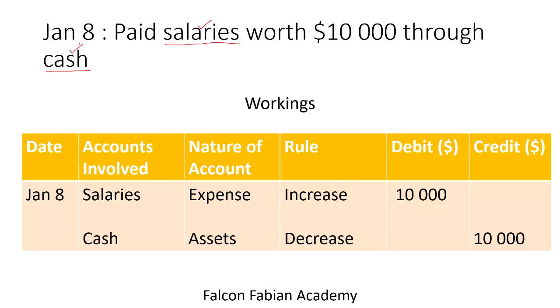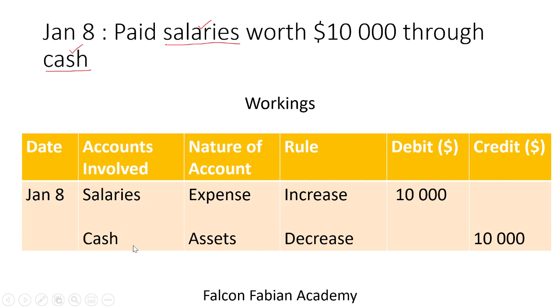Now let's do the workings. So the date is January 8th. Accounts involved are salaries and cash. Salaries is an expense for the business. Therefore, in nature of account, I have written expense, and the expense is increasing. Why? Because you're paying salaries. Therefore, you're spending more. So your expense is more. So there is increase in expense because you're paying salaries. So salaries is an expense. It is increasing. And what was the rule? Whenever there is increase in expense, it needs to be debited. Therefore, salaries account needs to be debited by 10,000.